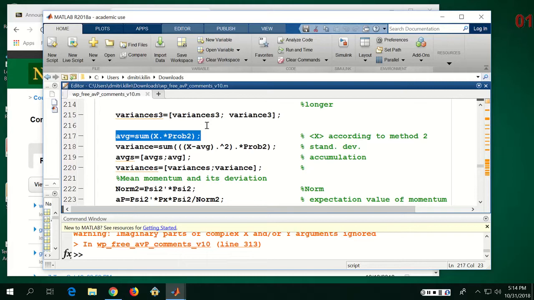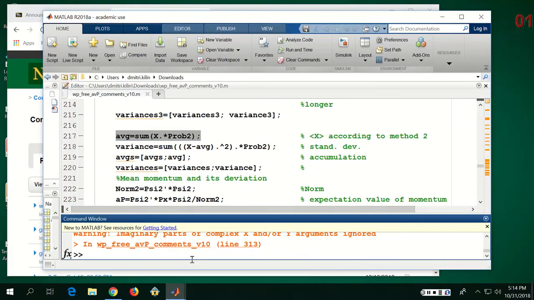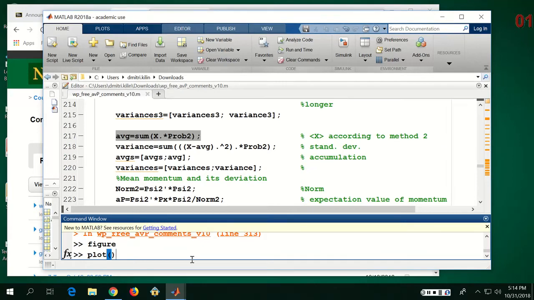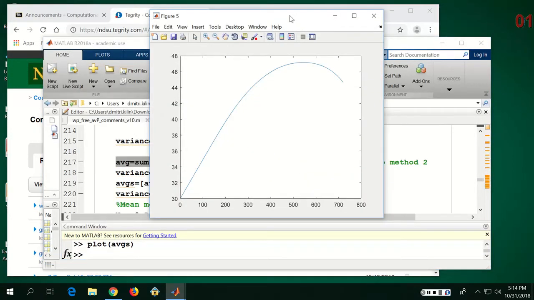So if we open a new figure and plot, you'll see some change of the position. Right now it is curly because I didn't remove the potential, and it reflects and goes back, starts going back.